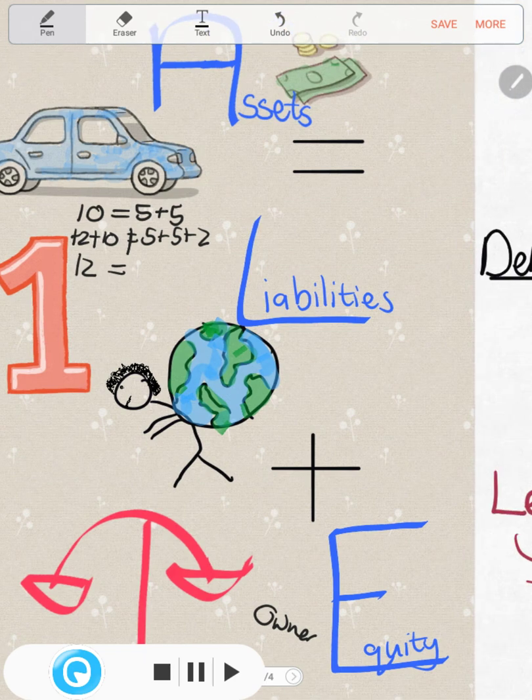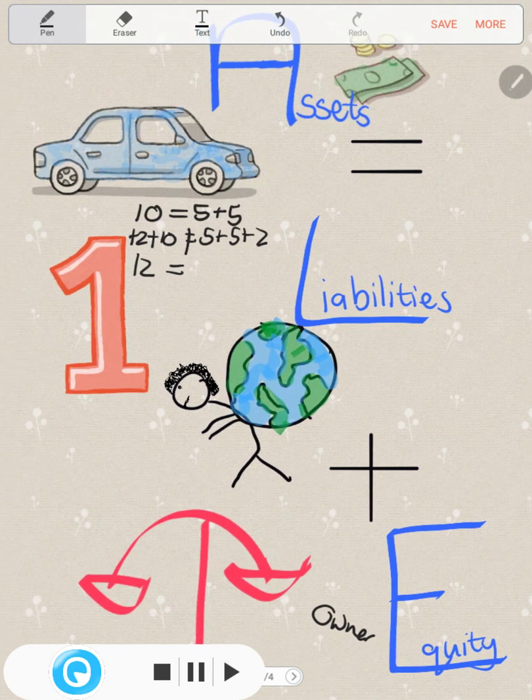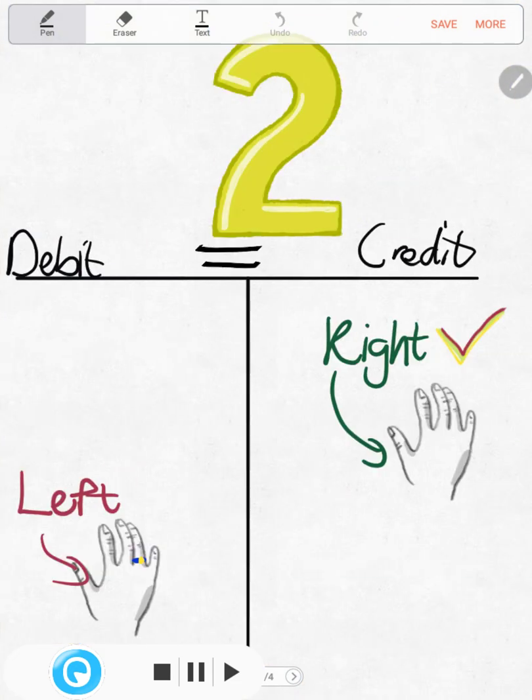Now the next thing is some of the books that we use in accounting, and the first one that I want to look at is the general ledger. Now the general ledger is literally a book, and this book consists of what we call T accounts. Can you see that it looks like a T?